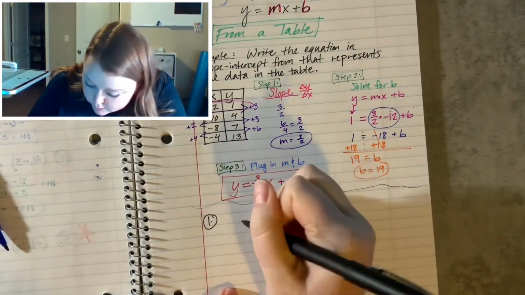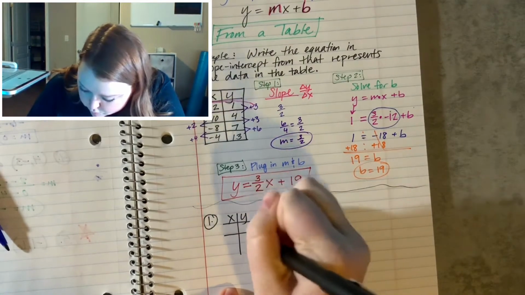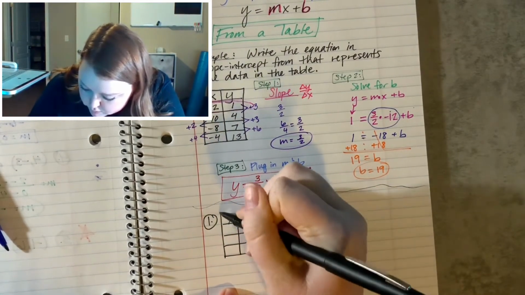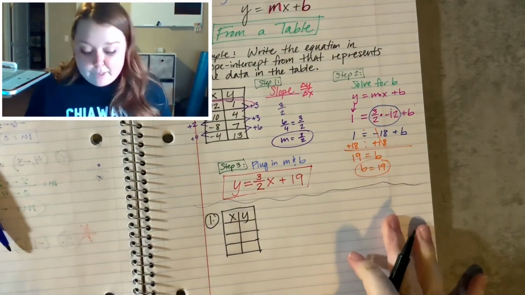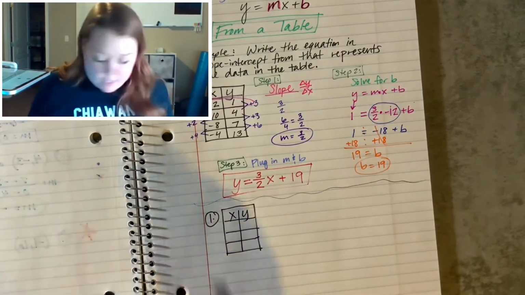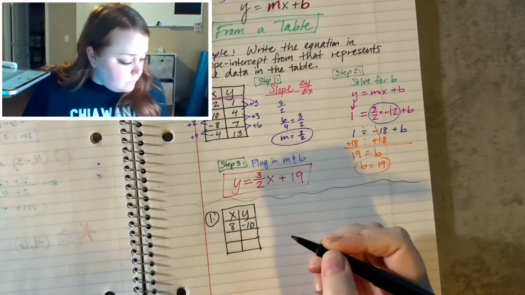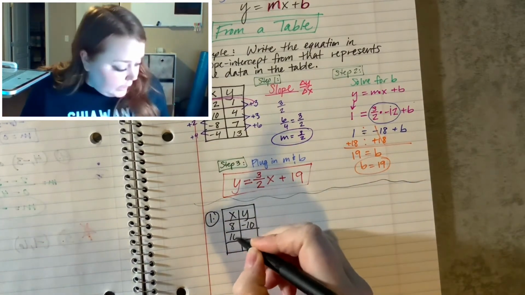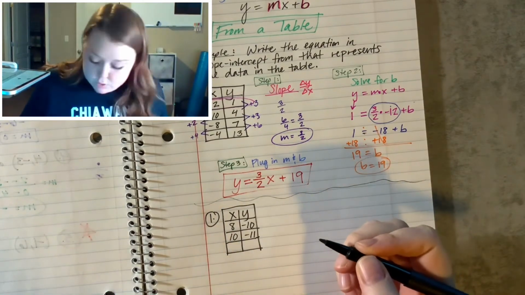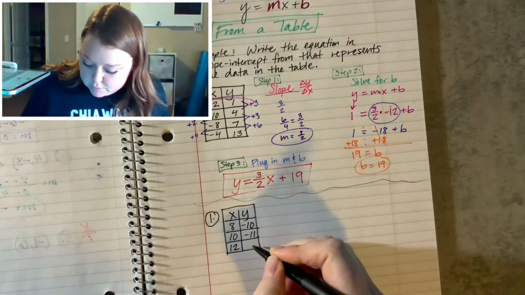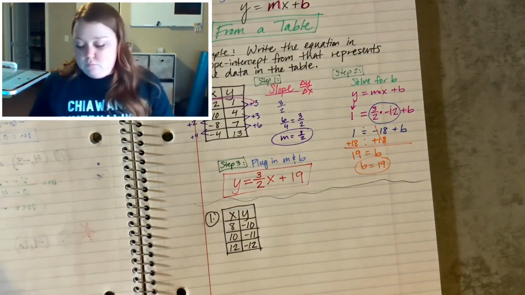Here's your next table. I'm only going to give you 3 ordered pairs on this one, just to make our lives a little bit easier. Okay, here are your ordered pairs: 8, -10, 10, -11, 12, -12.